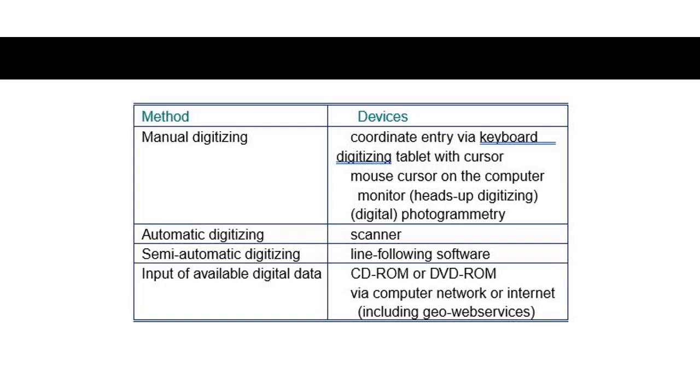Here we have mentioned some methods and the devices used for data capture and preparation. For manual digitizing, we have keyboard, tablet, monitor options. For automatic digitizing, we have scanners. Similarly, for other options, we have CD-ROM, lines, volume software, etc. Now, it is important to draw this diagram along with the previous question, that is data capture and preparation.